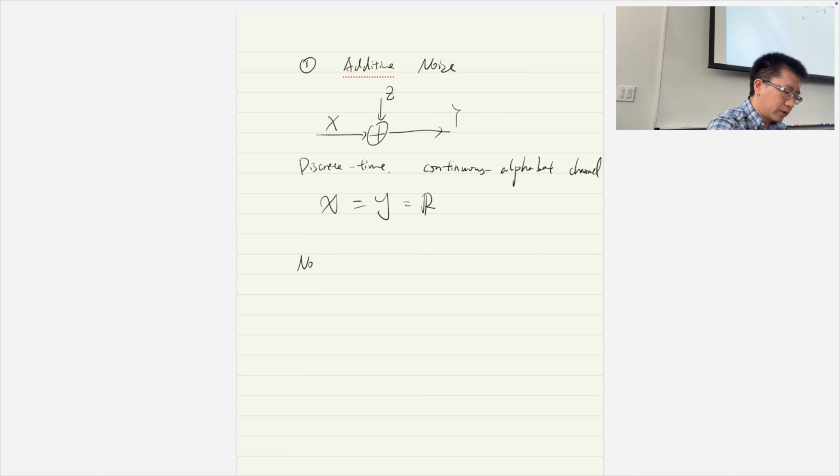And for the noise Z, we assume that it is a continuous random variable.